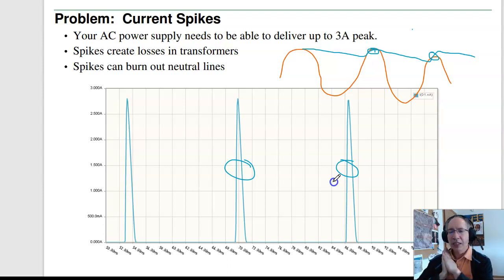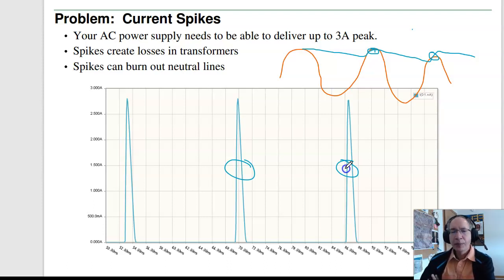LED lighting is way more efficient than incandescent lighting, but incandescent lighting is basically a resistor. If the voltage is a sine wave, the current's a sine wave. LED lighting is different. If I have an AC to DC converter for an LED light, that's a DC device, I'm going to get these spikes on the current line. And if you look at the current going to the LEDs, I'm going to get these spikes.